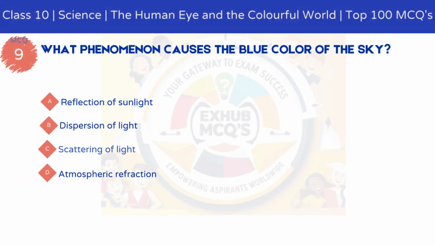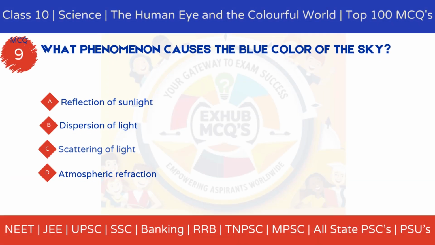MCQ 9. What phenomenon causes the blue color of the sky? Option A, reflection of sunlight. Option B, dispersion of light. Option C, scattering of light. Option D, atmospheric refraction.